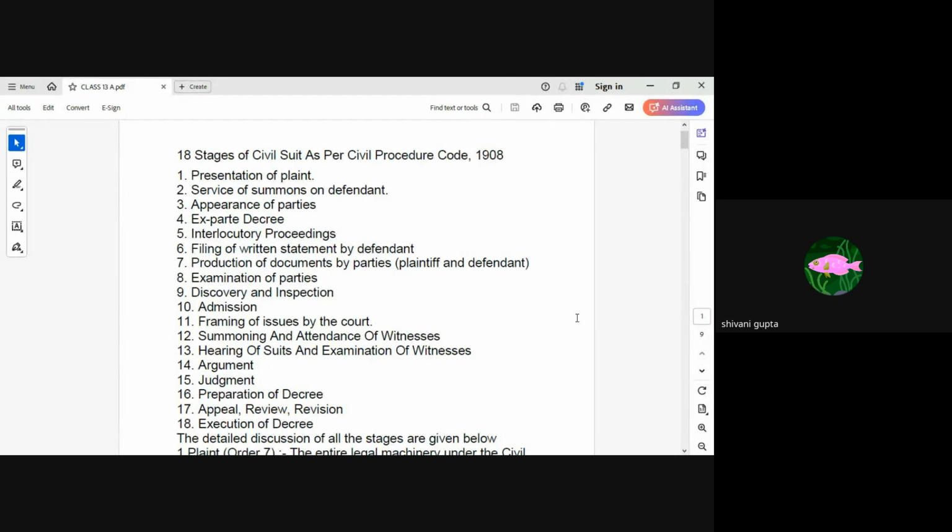Everyone got the point. Everyone got these 18 stages: presentation, summons service, and party appearance.